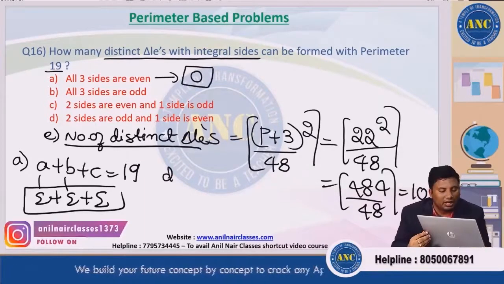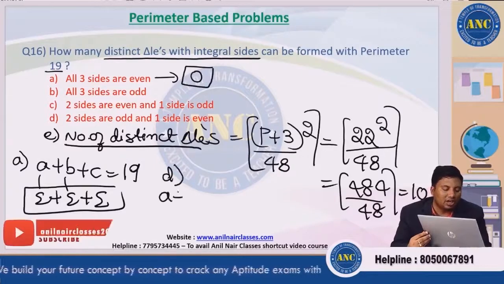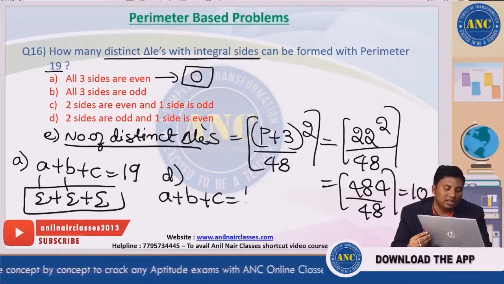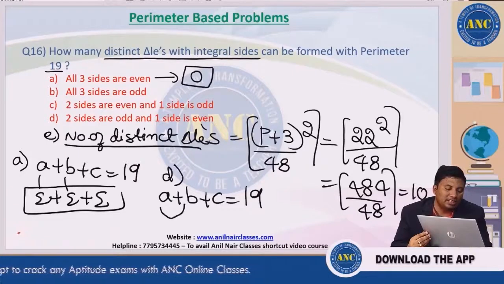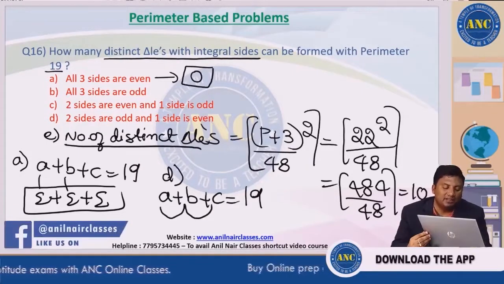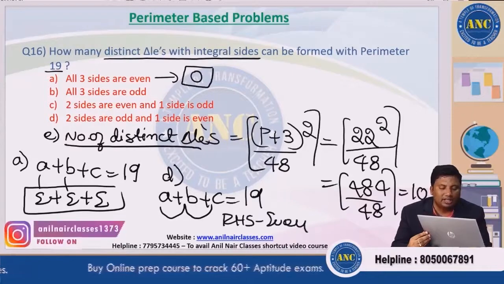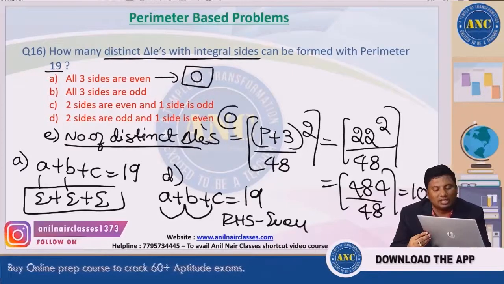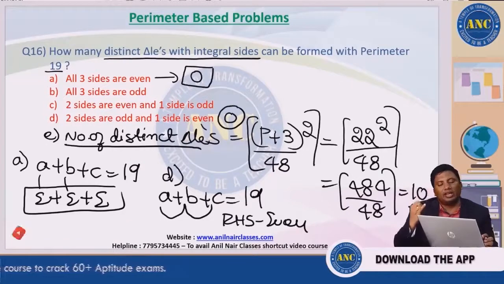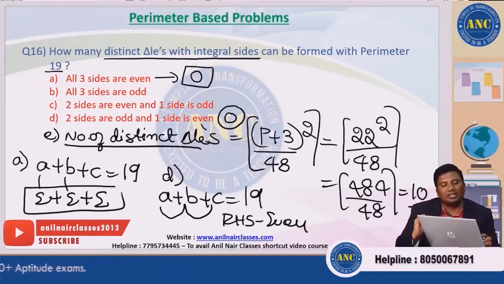Similarly, option D. Two sides are odd. A plus B plus C is 19. Odd plus odd is even, even plus even is even. The right hand side should be an even number. But 19 is an odd number. So this case is out. That means A case is out and D case is out.